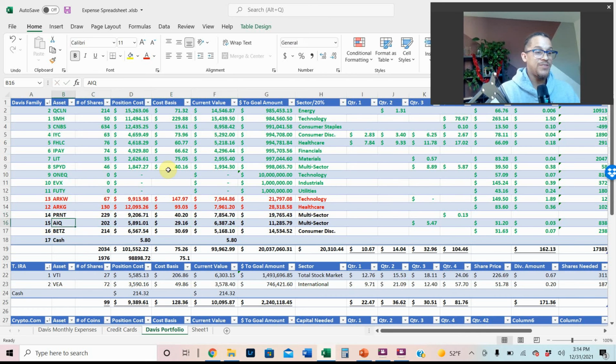As you can see on these particular positions, they are down significantly. ARCG and ARCW are hurting me. ARCG is the worst. Print probably is next. We'll look at it again when I pull that back up.